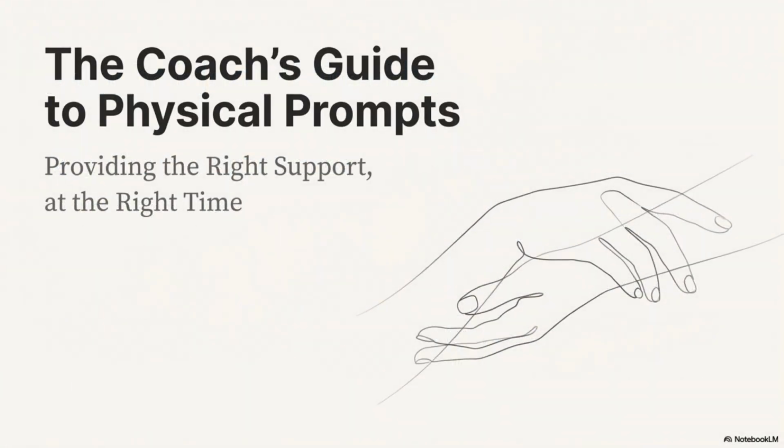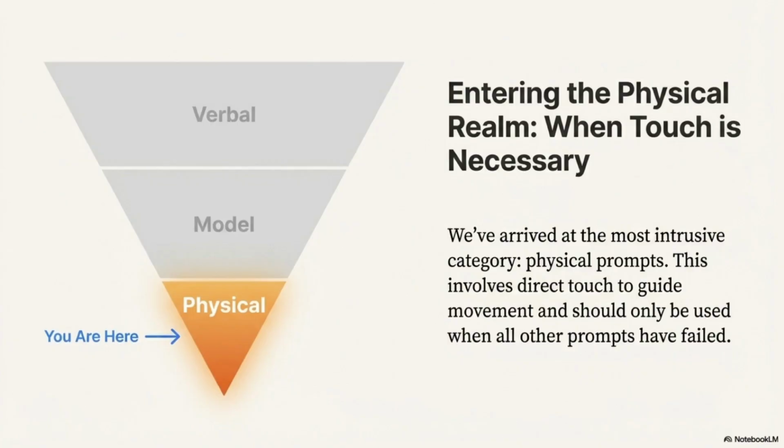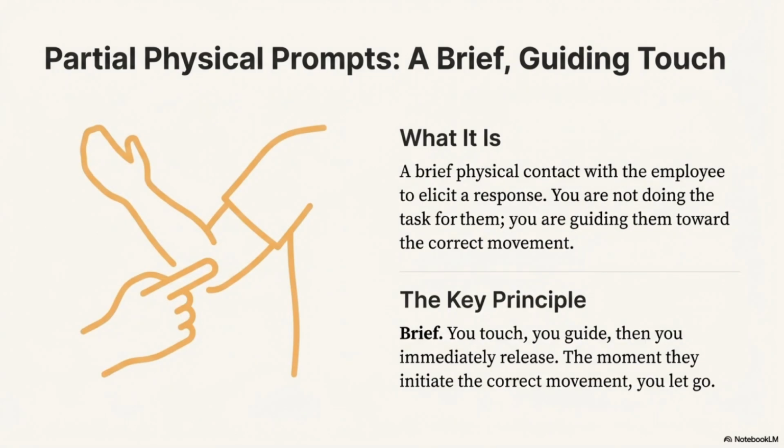Now we're moving into the most intrusive category, physical prompts. Physical prompts involve touching the person to guide their movement. This is a big step up in intrusiveness, so you only use physical prompts when everything else has failed. Partial physical prompts. Partial physical assistance is brief physical contact with the employee to elicit a response.